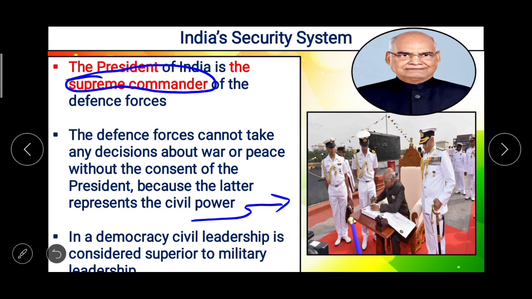And in a democracy, civil leadership is considered superior to military leadership, and this is the beauty of our democracy. Military power is not superior, but the civil leadership is superior, and that is why it is very important for the Indian security system that they cannot take any decision about war or peace without consent of the president.